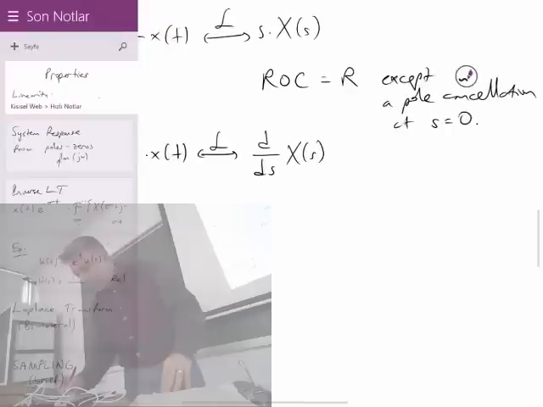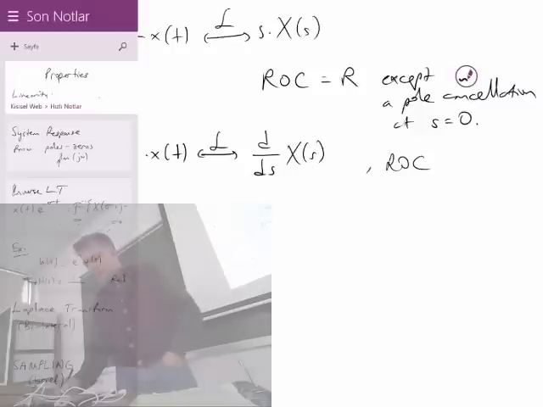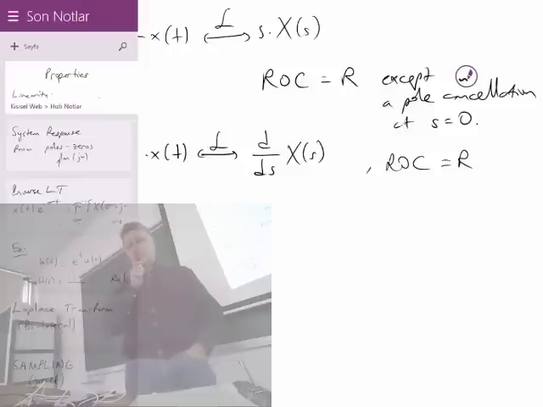And since it's quite easy, I didn't mention that. The region of convergence, when you take the derivative with respect to s, usually doesn't change. Because what is the derivative of 1 over s plus a? Let's think of a first order. Let me give you an example from there. What's the derivative of that? It is something over s plus a squared.